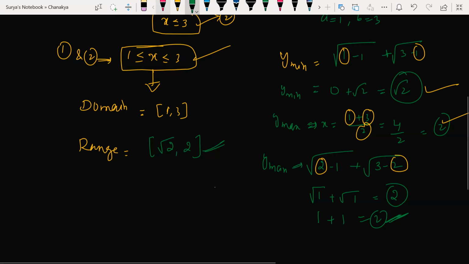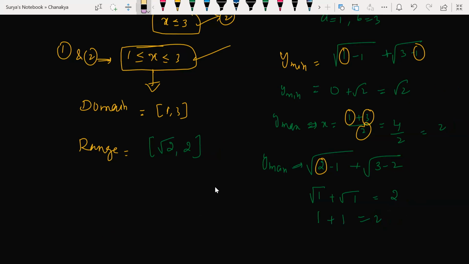Range answer. Range is nothing but what? From minimum to maximum. What is the minimum and maximum value? That is your range, right? From where to where it is. So that is what I got, root 2 comma 2. This is my final answer. Hope it is clear with everyone.